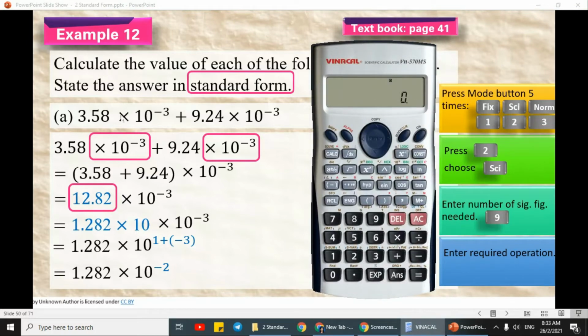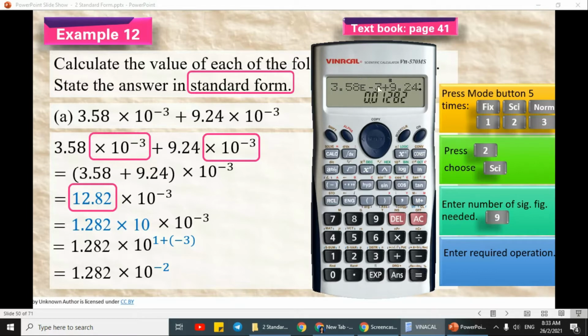Let's continue with this. 3.58. So you key in 3.58. For this one, multiplied by 10 to the power of negative 3. No need to press multiply 10, but we use the exponent key. So it comes out here, then we continue with the index. The index here is negative 3, plus 9.24 exponent negative 3. Then we can check the answer.